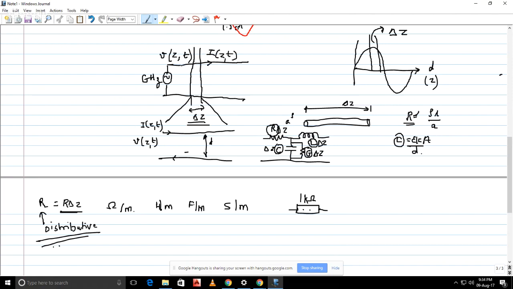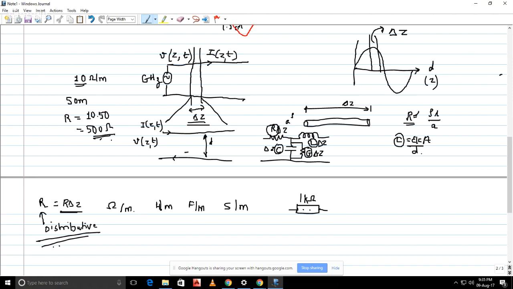But what we can say is, some section or some length of a transmission line would be giving a certain amount of resistance. For example, I can write it like this: 10 ohm per meter. What does it mean? That I have a transmission line which is giving a resistance of 10 ohm per meter. So if I have a 50 meter line, then the total resistance will be 10 ohm per meter into 50, which will give me 500 ohm.